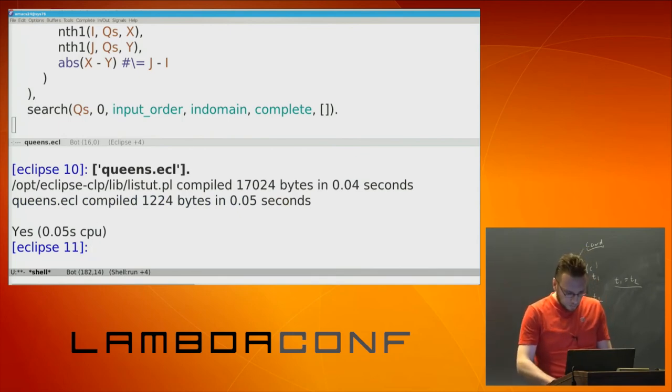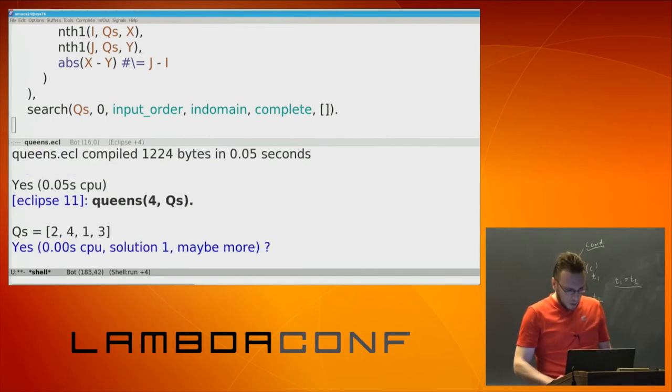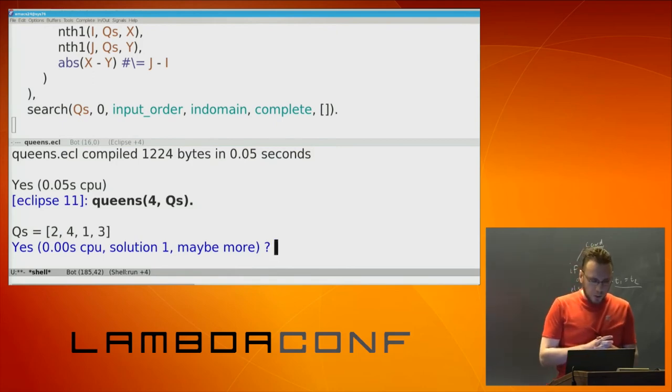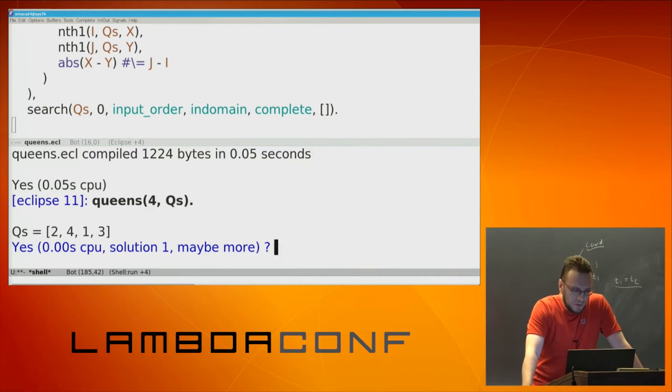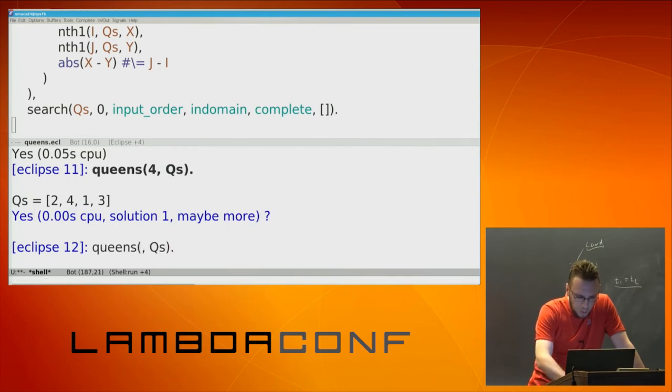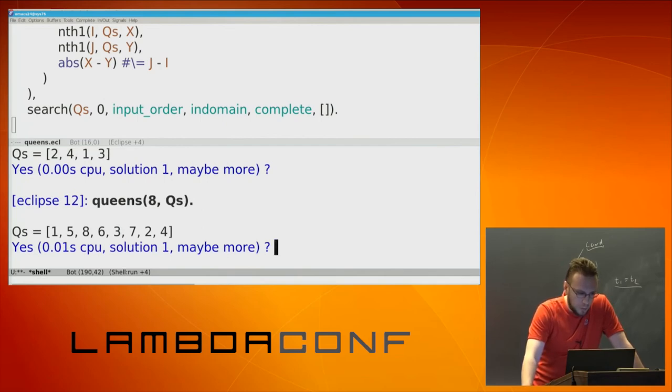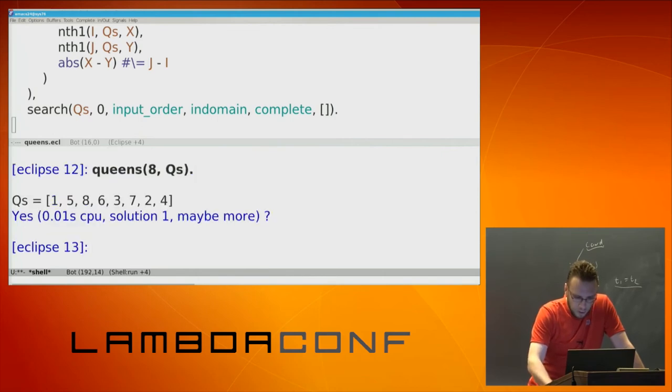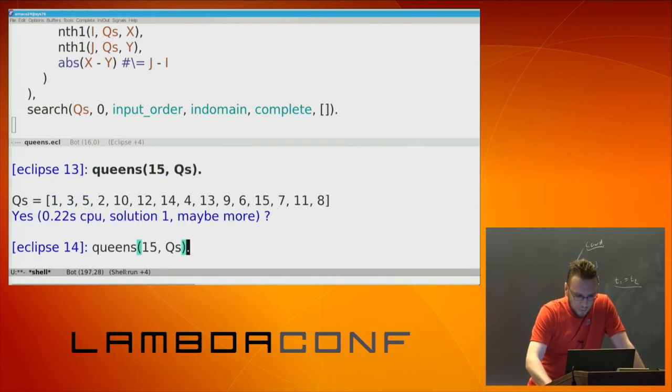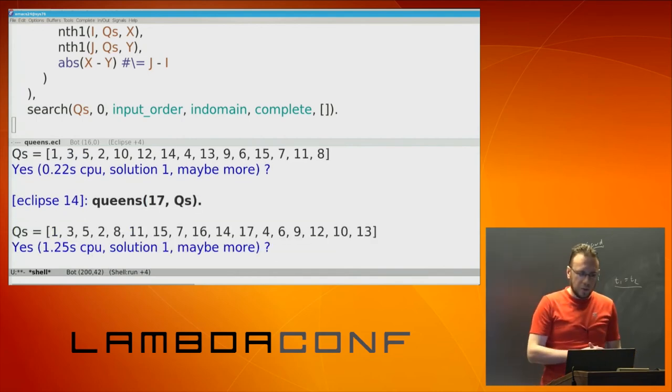Again, I've loaded it. And let's run it for 4 queens. We have our solution. Queens in the first column should be placed on the second row, and so on. And they will not attack each other. And also you can see it was really fast, 0.00 seconds. What if we run it for 8 queens? We have our solution, 0.01 seconds. What if we run it for 15 queens? For 17 queens. Now it's taking more than a second.